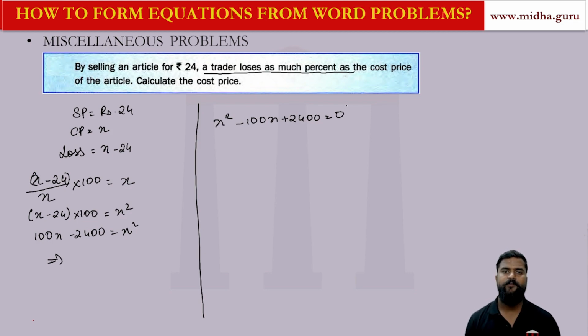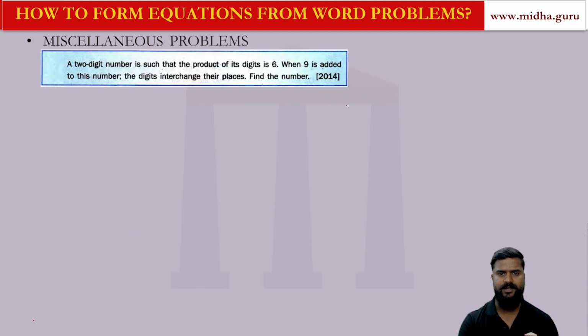This is how we are supposed to form an equation from a miscellaneous problem. That is, this one is based on profit, loss and discount. Let us see one more example.